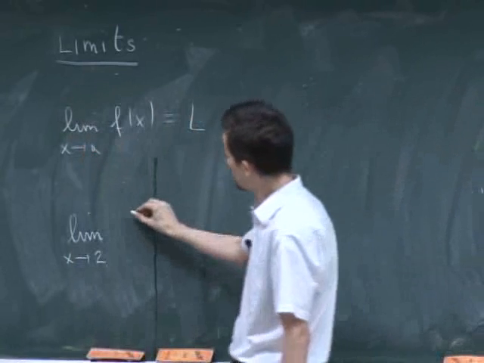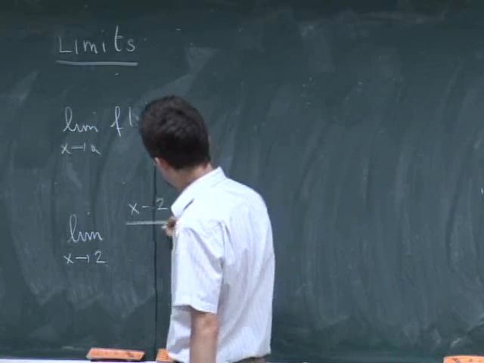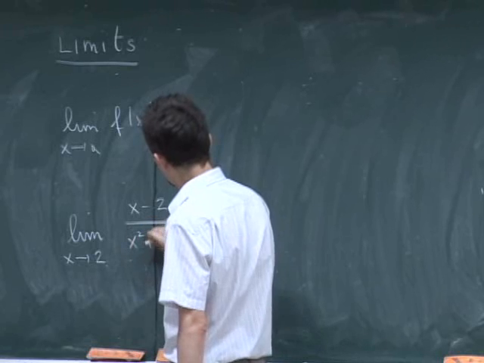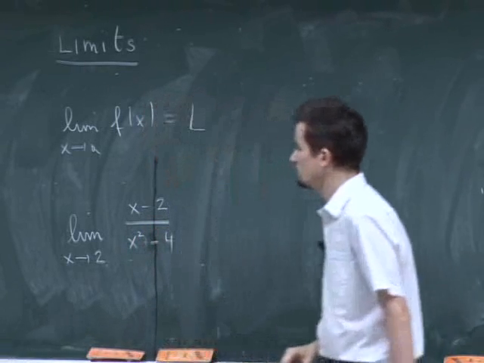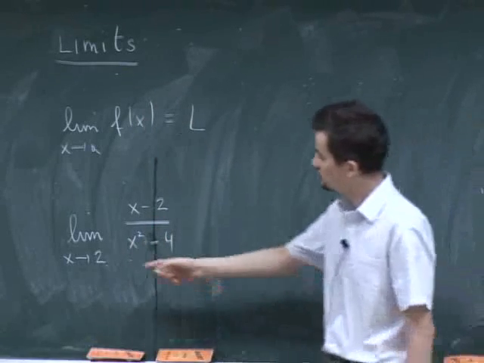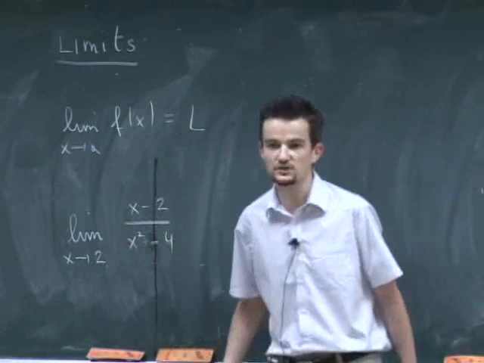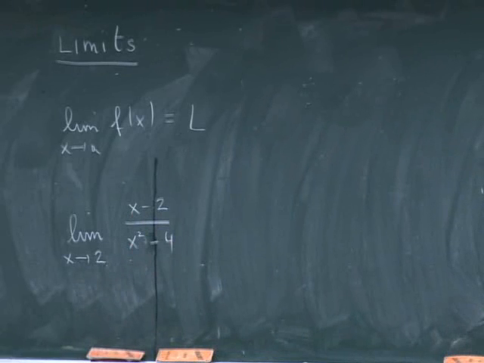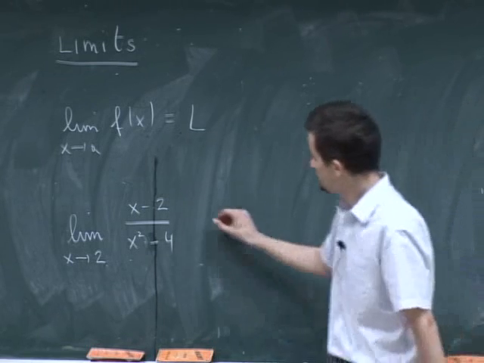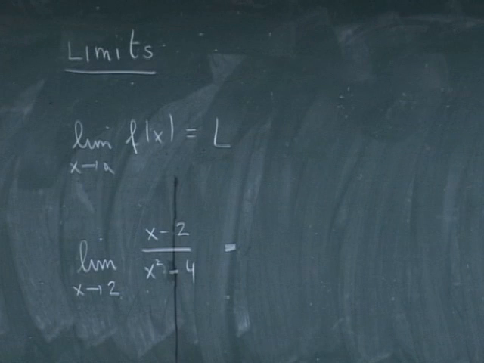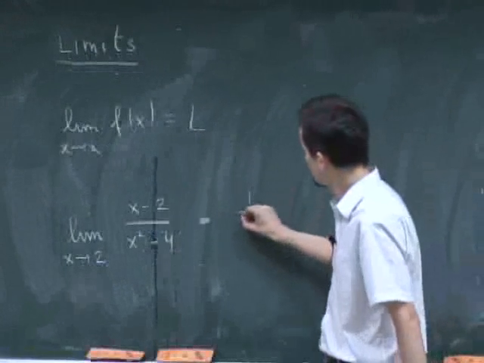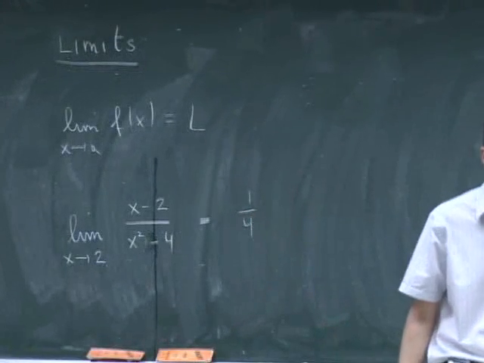So for instance, you can consider this limit. Even if you just try to plug in 2 here, you see that the function is not defined, you get 0 over 0. But this is no problem for the definition of the limit. And if you do some computations, or maybe you use the method you have already learned in high school, you of course all know that the limit is 1 over 4.